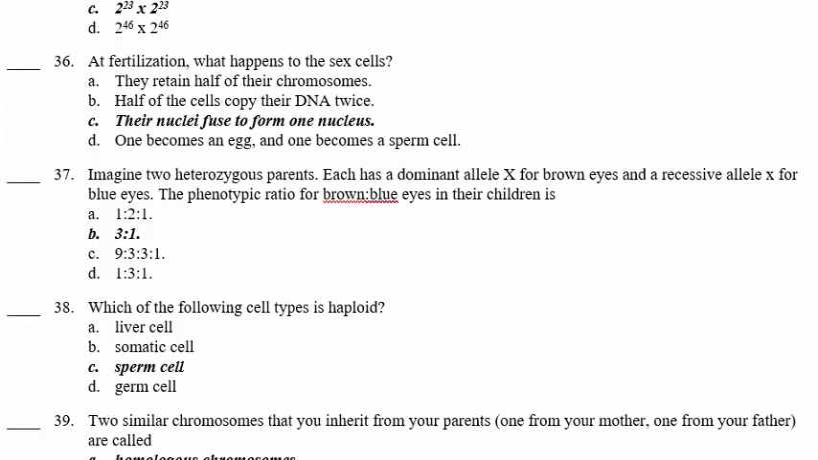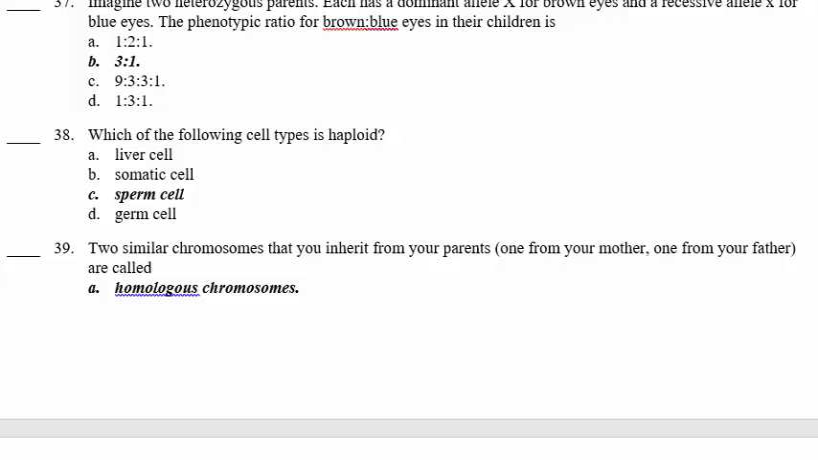37. Imagine two heterozygous parents, which means that both are not pure. Each has a dominant allele X for brown eyes and the recessive allele x for blue eyes. So both parents are represented by capital X and small x, and both are heterozygous. The phenotypic ratio for brown to blue eyes in their children is 3:1. 38. Which of the following cell types is haploid? Again, all the cells in your body are diploid except for the sex cells, which are haploid, which have half the number of chromosomes. So it's the sperm cells.